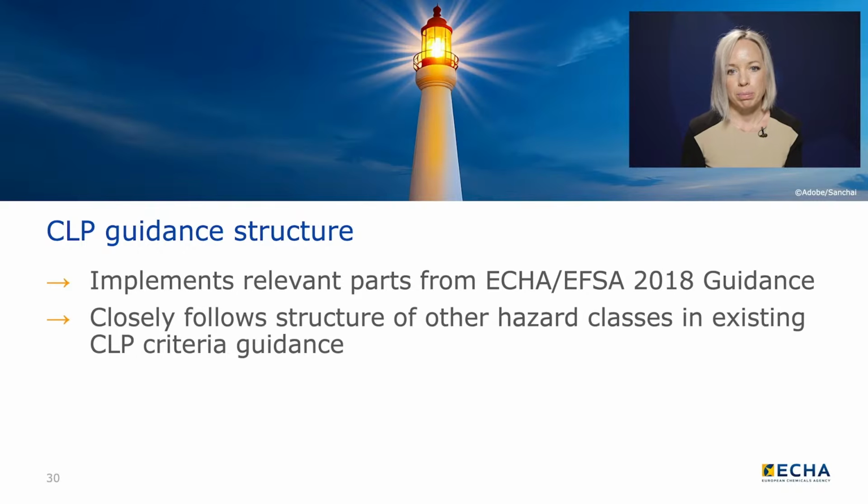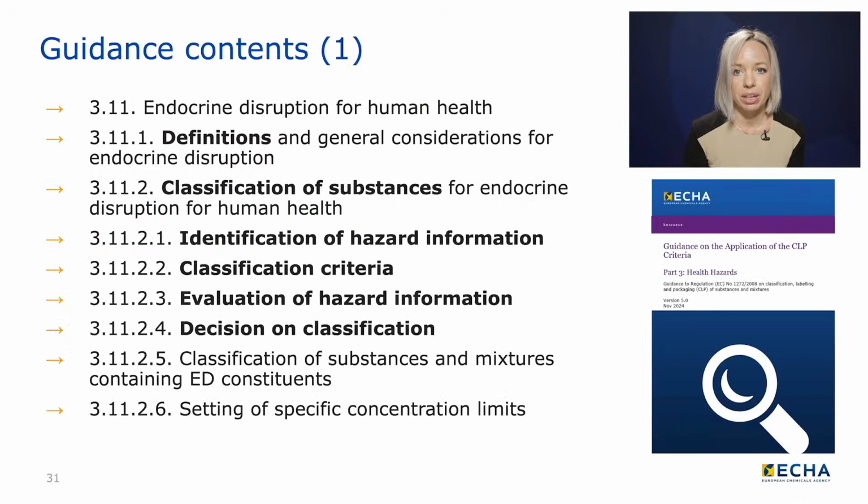So this guidance is part of the existing CLP guidance and application of the CLP criteria, and it follows the same structure. However, relevant parts from ECHA 2018 ED guidance have been utilized. And here you can see on the right side a picture of the cover page for this guidance, which is part 3 for all human health hazard classes under CLP, and the endocrine disruptors are under section 3.11.